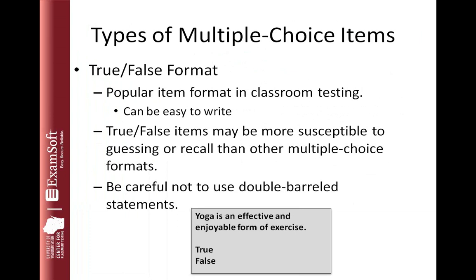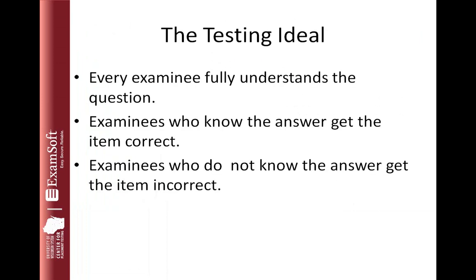So these are some of the most common formats of multiple choice items, and now we're going to move into some guidelines and rules for writing them. You're going to find that some of these guidelines are rather straightforward and others may not be, and that really the majority of these rules deal with making the item as clear and concise as possible. And that's because we would like to work towards what we call the testing ideal.